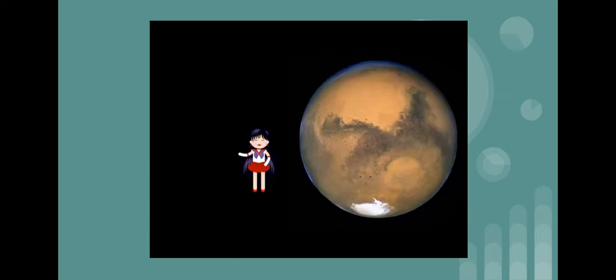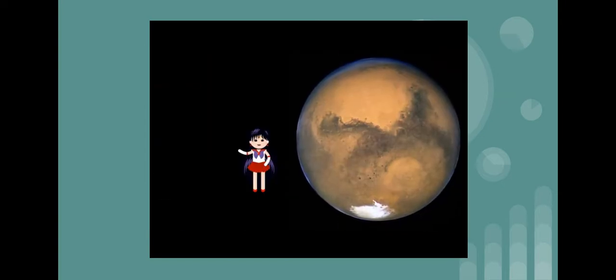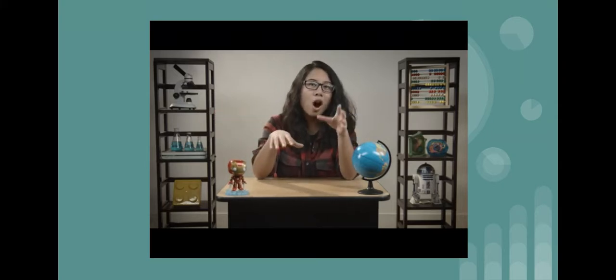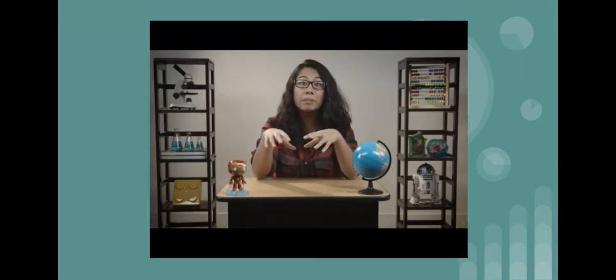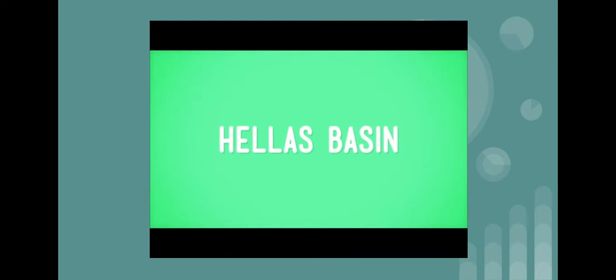Mars. The red planet is known for brewing up some serious dust storms. Earth has dust storms too, but not like the ones on Mars. On Mars, a dust storm can get pretty intense in a matter of hours and take over the entire planet within a few days. A lot of Martian dust storms actually come from the same place, Hellas Basin, the name of a deep crater on Mars.